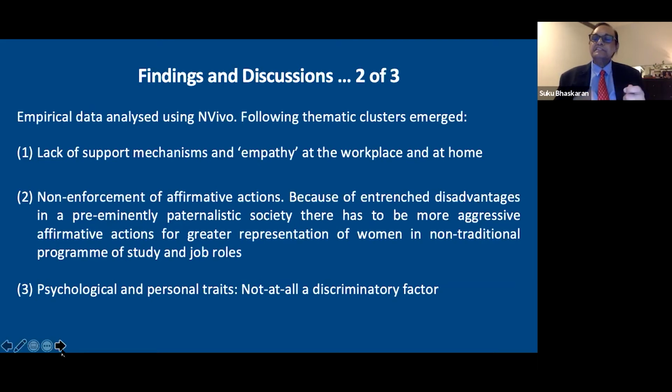Because of entrenched disadvantages that women experience in a preeminently paternalistic, male-dominated society, there has got to be more aggressive affirmative actions for greater representation of women in non-traditional programs of study. They've got to encourage more women to take up roles that are dominated by men. And to get those roles, they also have to look at the education system to encourage women to get into programs that they traditionally do not pursue.